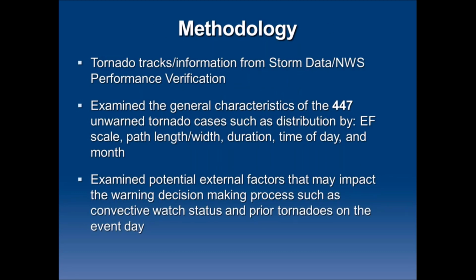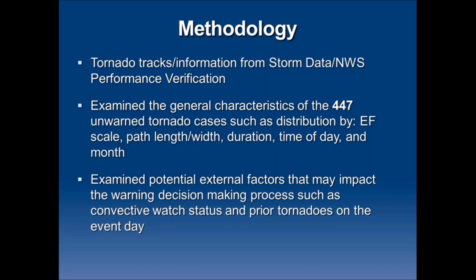So this is the methodology that we followed. The tornado tracks and information came from Storm Data, the NWS performance verification website. There was a large number of tornadoes. We went through extensive QC of the database, and different parts of the presentation had varying degrees of QC. In general, Storm Data is tracked by county segments, so we merged all those together to get complete tornado tracks. And what we ended up with was 447 unwarned tornado cases.